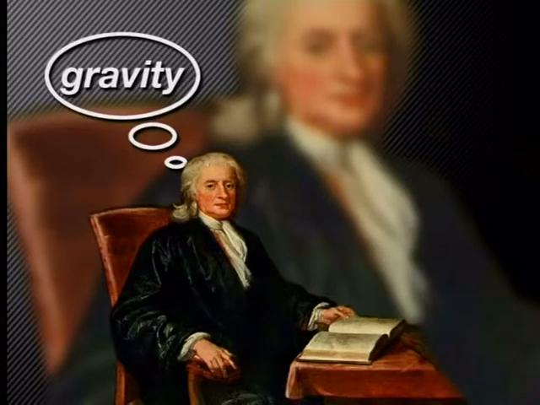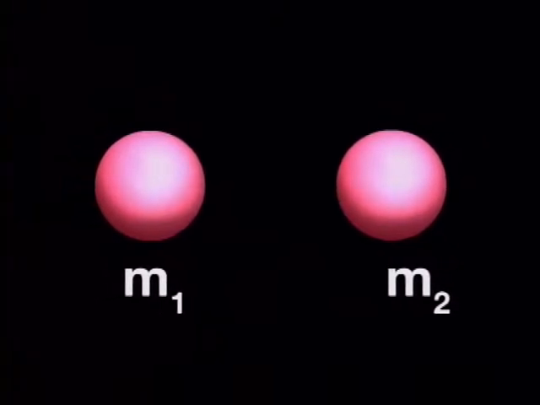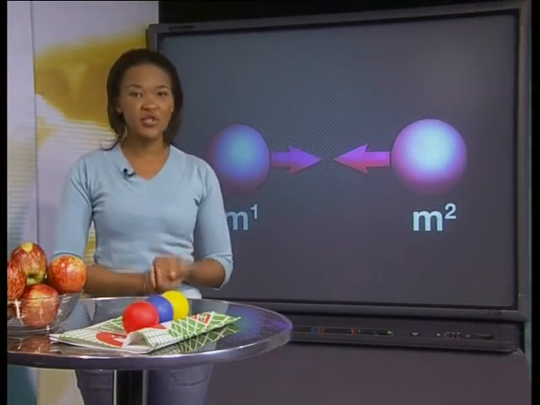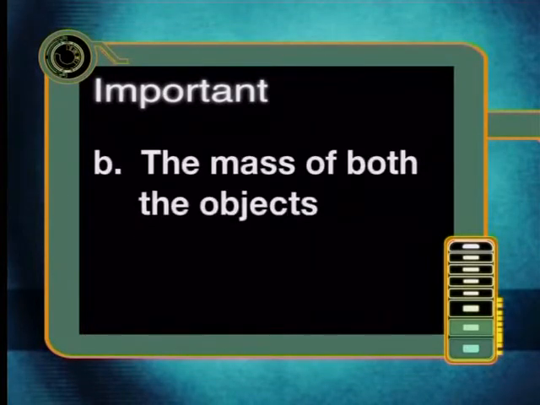Sir Isaac Newton's answer to these questions was the idea of a force field called gravity. According to this theory, any objects that have mass and come close enough to each other experience a strong force of attraction towards each other. Well, the Earth has certainly got quite a bit of mass, and just about everything on Earth also has mass. So this force of attraction, or gravity, must exist between the Earth and all things on the Earth. Now, there are two factors that influence the strength of this force of attraction: A, the distance between the centers of the objects, and B, the mass of both the objects.